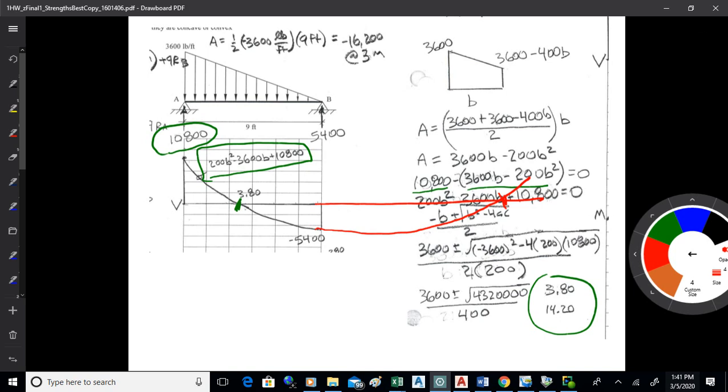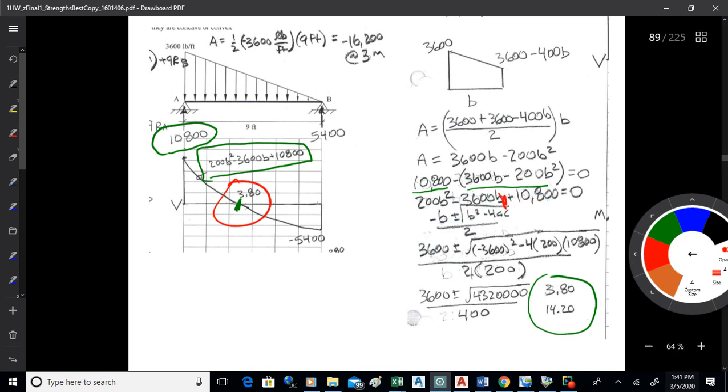Of course, these equations I'm running don't have any native intelligence to them. They're just equations, so it doesn't know that's out of the bounds of my beam. That doesn't count, I don't want that one. I want the 3.8. That's the one I want, because that's the one in the bounds of my beam from 0 to 9, okay? So that thing zeroes out at 3.8. That's the bottom line on this.